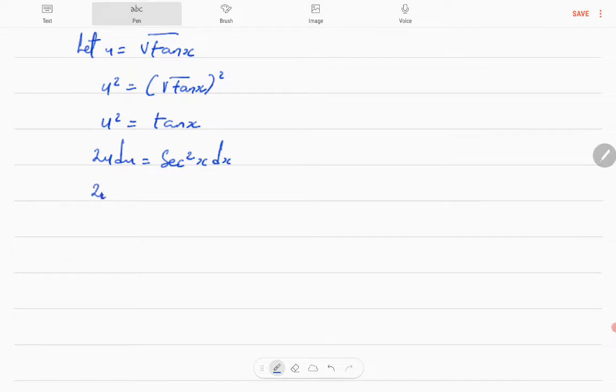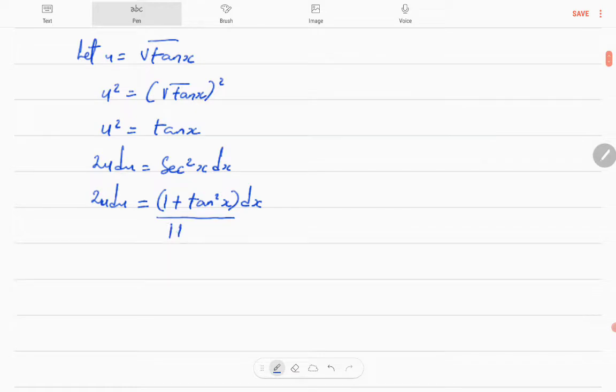We'll have 2u du is equal to 1 plus tan squared x dx, and then dividing both sides by 1 plus tan squared x, we're going to have the numerator cancelled by the denominator, so we'll have 2u du divided by 1 plus tan squared x equals dx.